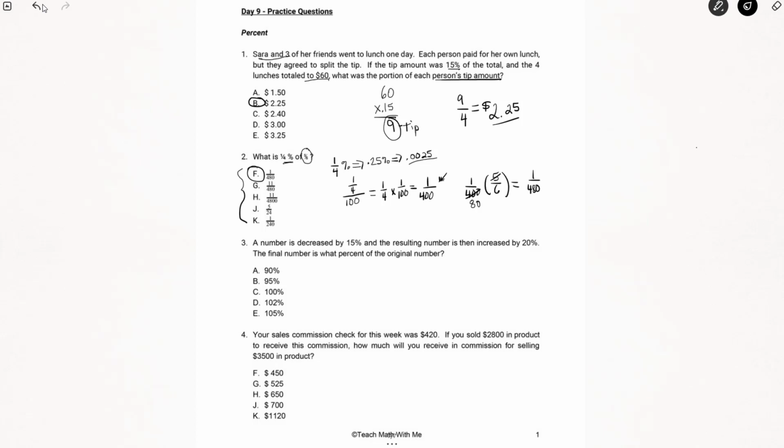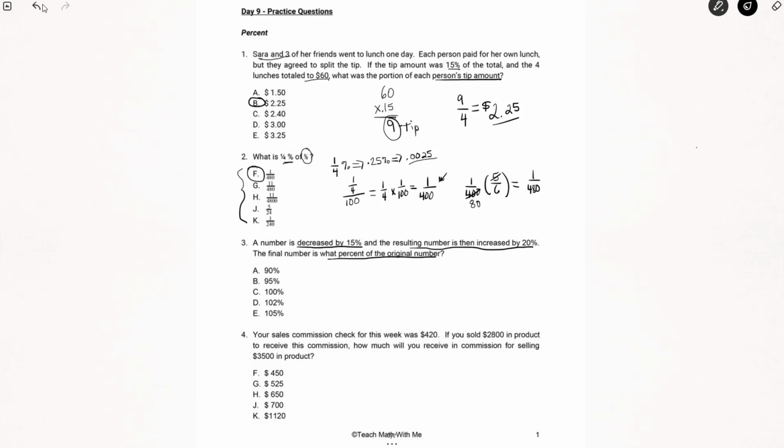It says a number is decreased by 15% and the resulting number is then increased by 20%. The final number is what percent of the original number? Okay, so they give us some percents to decrease and increase by, but they don't really give us a number, and we're actually looking for a percent of the original number. So this is a case when I can use my own example numbers, something valid for all cases, but also easy to work with.